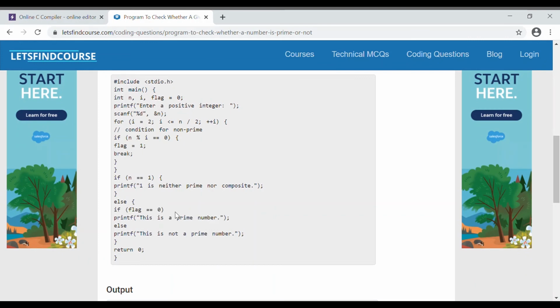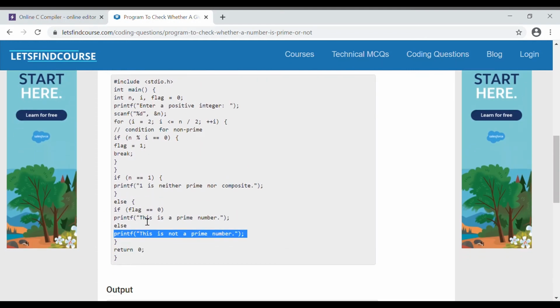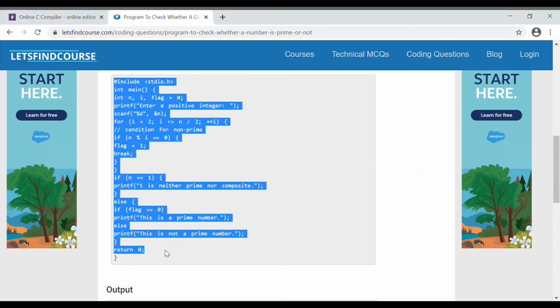If it is not 0, then that means this condition was true at a certain point during the looping. That's why it is not a prime number. We have found some factor, so it is not a prime number. In this way the whole code flows. What we have done is check from 2 to half of that number. I will show you with the execution.